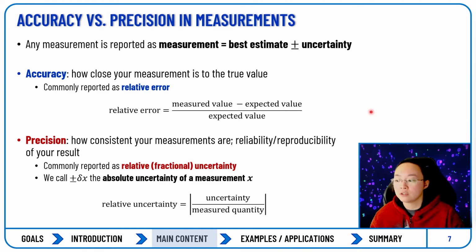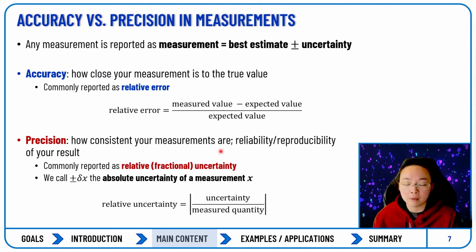Now, precision has to do with how consistent your measurement is. So let's say you take a measurement 50 times and it's quite similar every single time. That means that it's very reproducible. It doesn't mean that if you take 50 measurements, it's going to get closer to the expected value. If you have a very precise measurement, it means that you're very confident in that measurement, but it may not be accurate. So keep that in mind. They are two separate things.